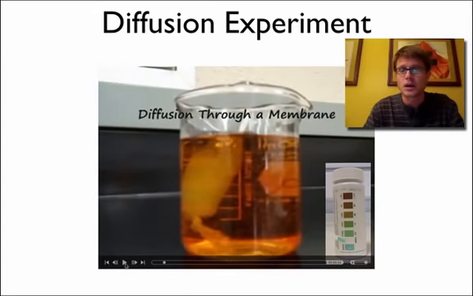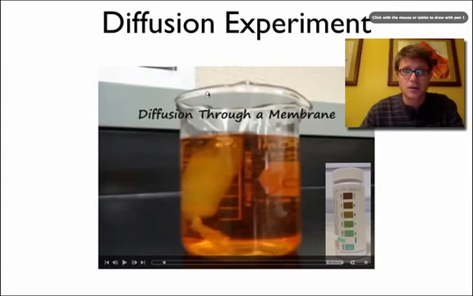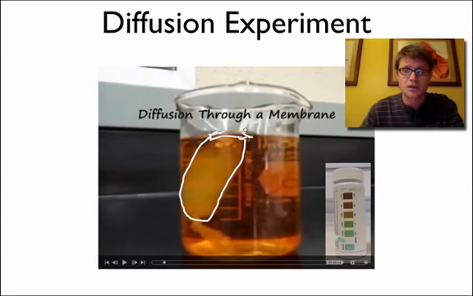Okay, so let me stop it right there and draw on it a little bit. So what do we have in this experiment? We have in here a bag. This is that bag of dialysis tubing. And you can see that it's kind of a whitish, kind of a yellowish color. It's kind of sealed off on the sides.